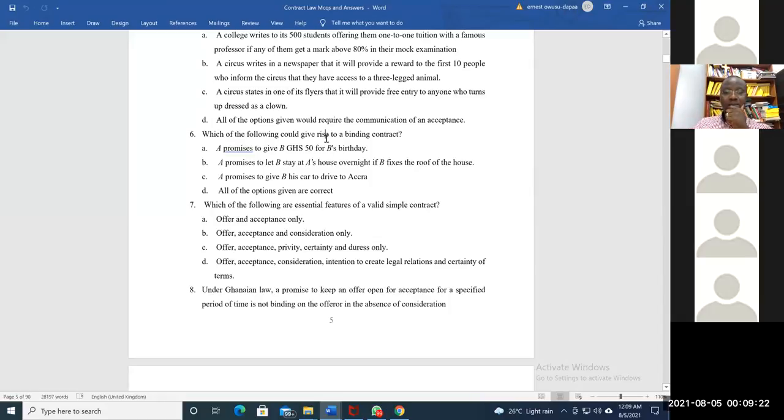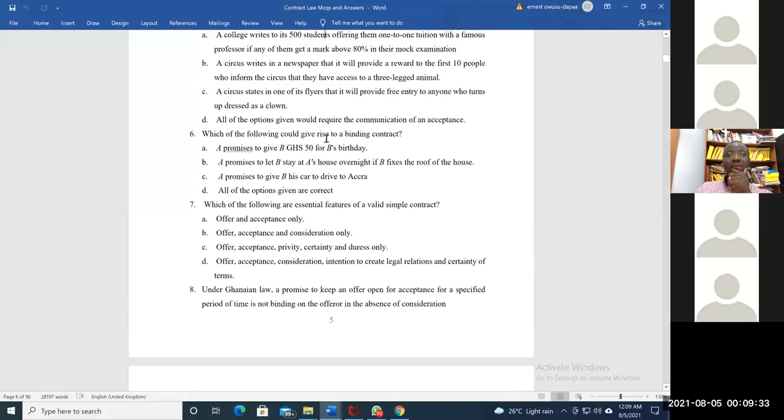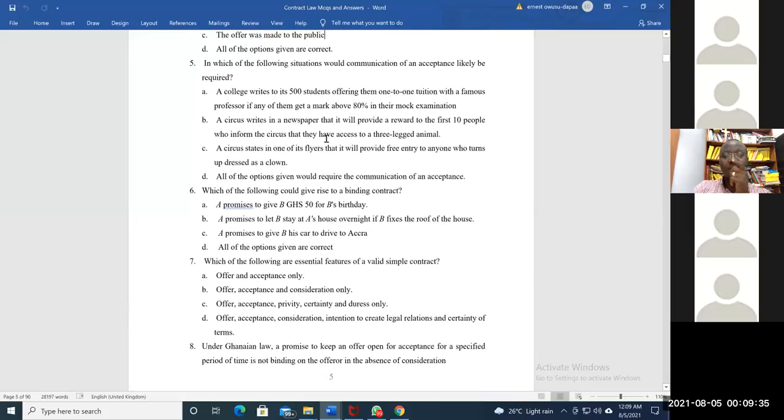I think in the case of B, it's a unilateral offer. All you have to do is to inform them that you know somebody who has a three-legged animal or something. You don't need to accept that offer. All you have to do is to perform. Right.